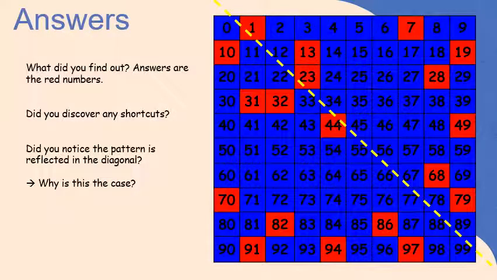Okay, here are the answers. So what did you find out? The answers in red are your happy numbers. Did you discover any shortcuts while you were doing this? And do you notice a pattern within the answers? If I draw a line diagonally across the square there, can you see that the red numbers are symmetrical with each other? Why is this the case, do you think?